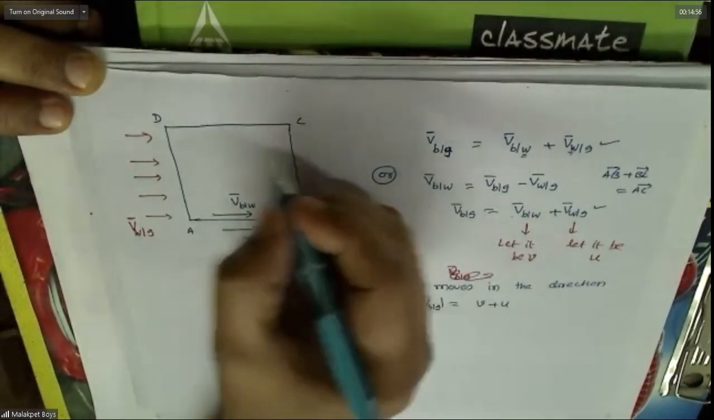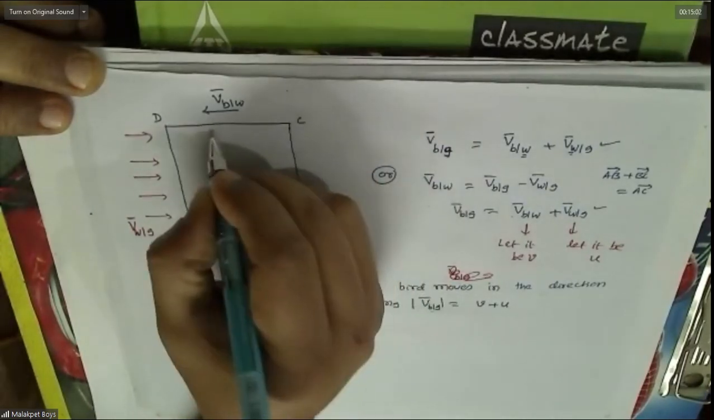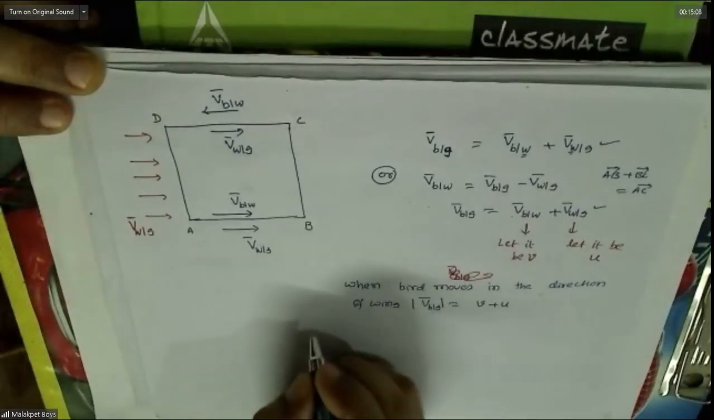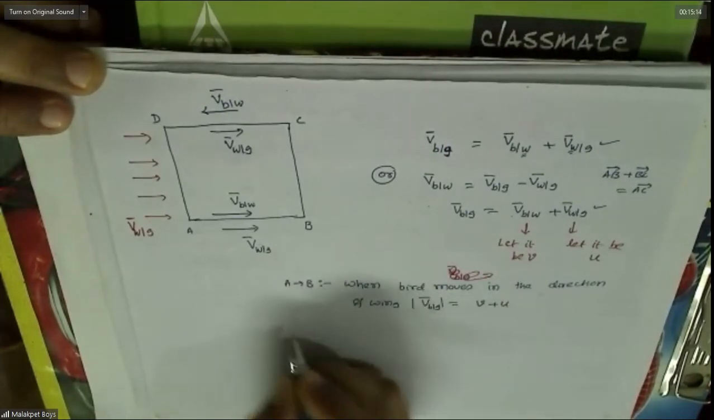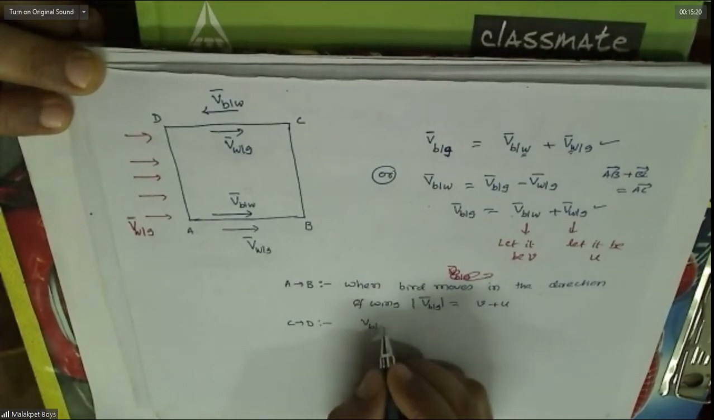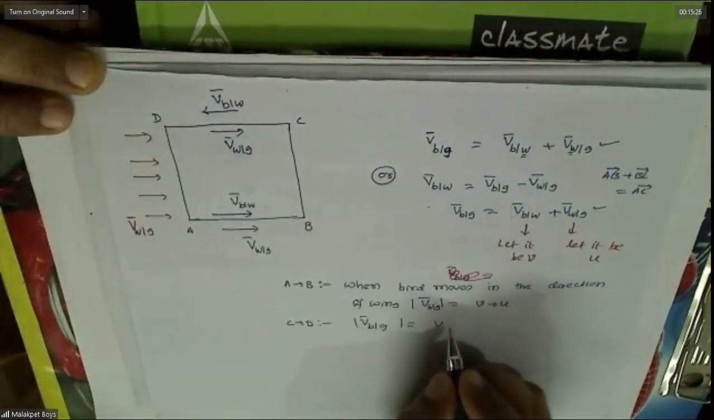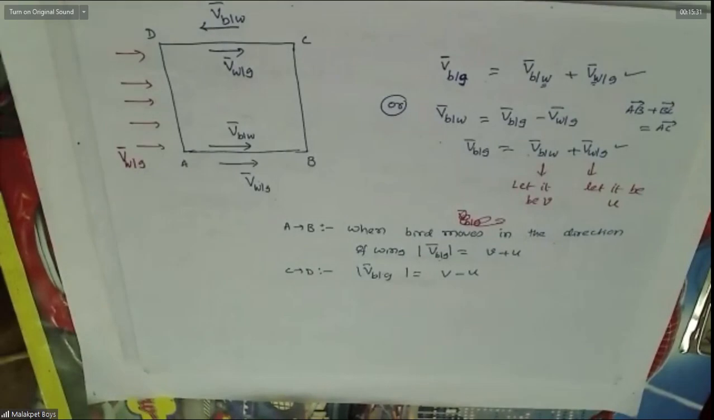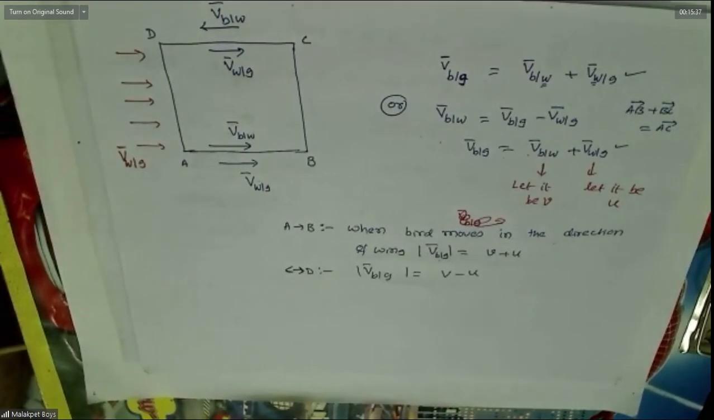On the other hand, suppose this is the velocity of bird with respect to wind and this is the velocity of wind with respect to ground. Okay, then you can see that from C to D, what is the velocity of bird with respect to ground? Magnitude is nothing but this velocity minus this velocity. Do you agree with this or not? Any doubt? No, sir. This is C to D. Clear?